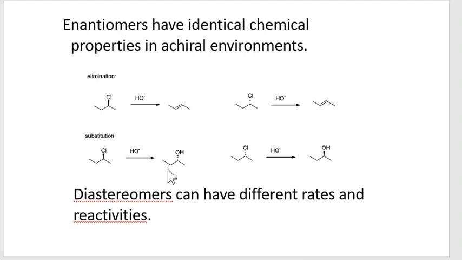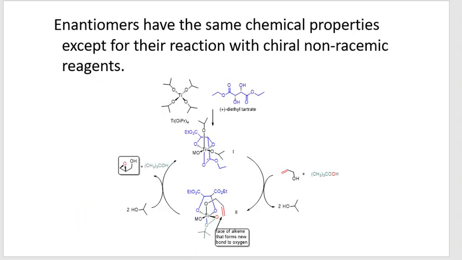Down here with substitution, you actually start with a chiral compound, and so you're going to end up with a chiral compound as well. So if you have something achiral as a starting material, but you want to make something chiral and you only want to make one enantiomer, then you have to use some sort of environment or catalyst that is chiral. And indeed, this is what your body does with its enzymes.